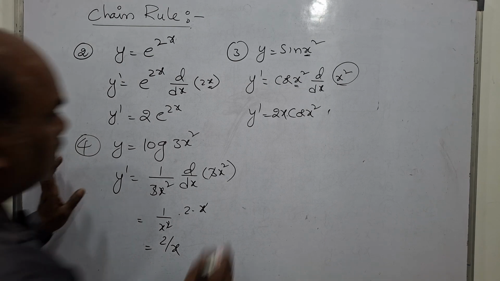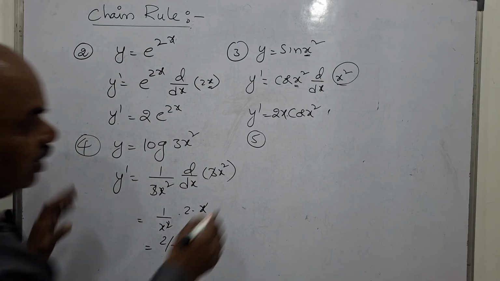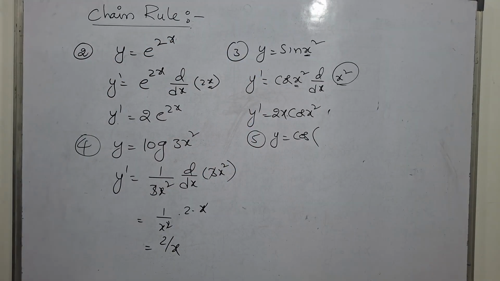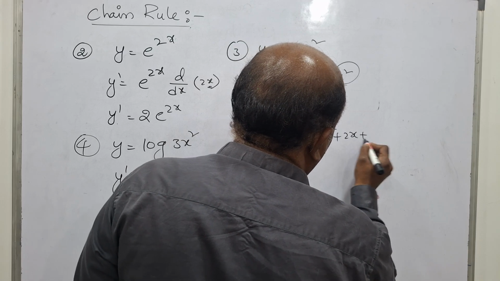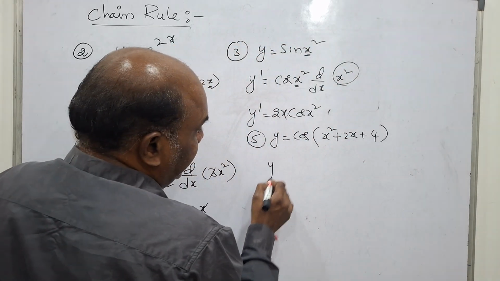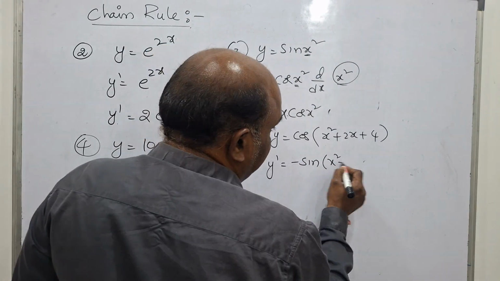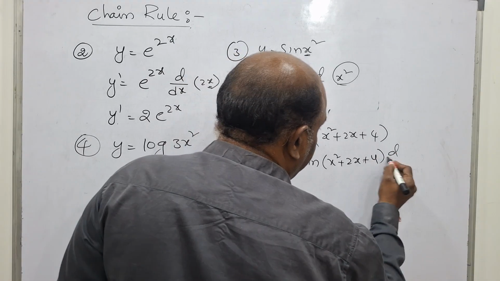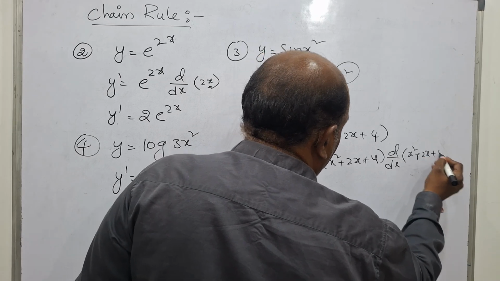Now, next question. Question number 5. y is equal to cos of x square plus 2x plus 4. Find dy by dx. The differentiation of cos x is minus sin x. In place of x, this total function is there. Again, d by dx of this whole function, x square plus 2x plus 4.